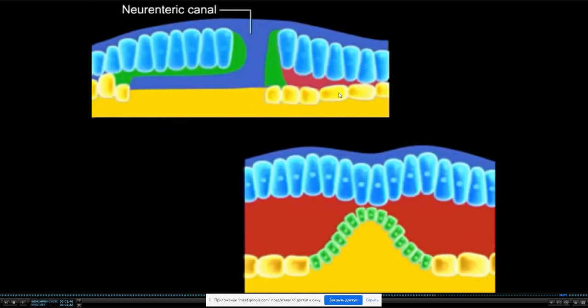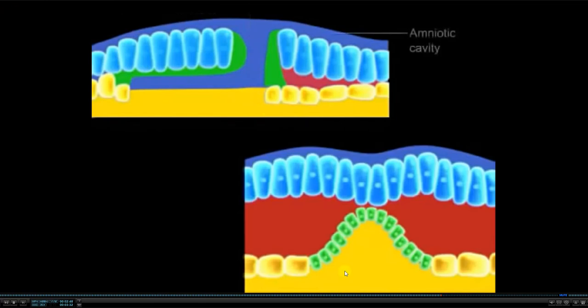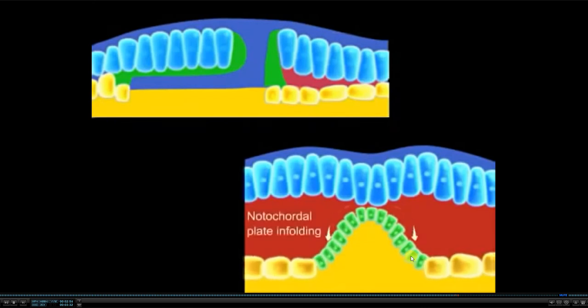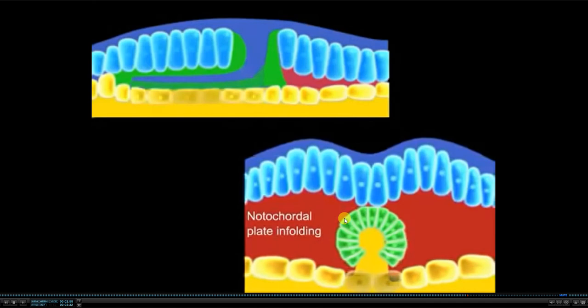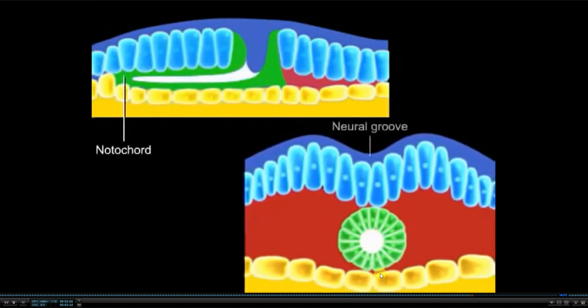Because endoderm firstly forms the digestive tract. So here you see the neurenteric canal. It's a connection between brain and digestive tract. It remains once again only for 24 hours. Following this, refolding of the notochord happens, and the notochord is forming back a tubular structure. And now it's detached from both ectoderm and endoderm.